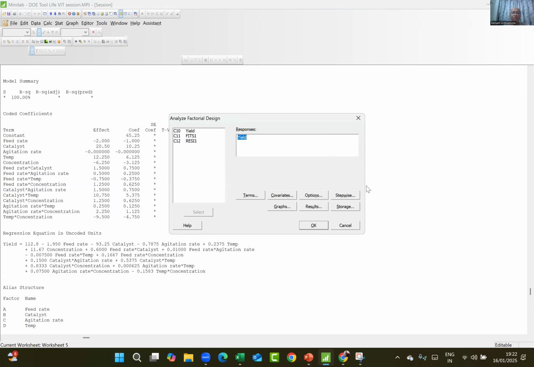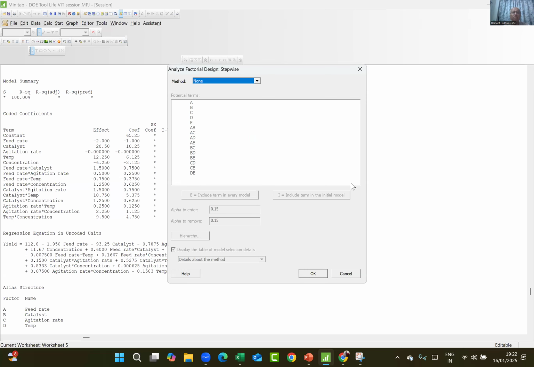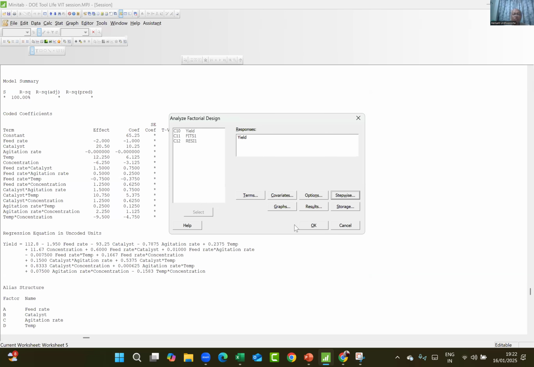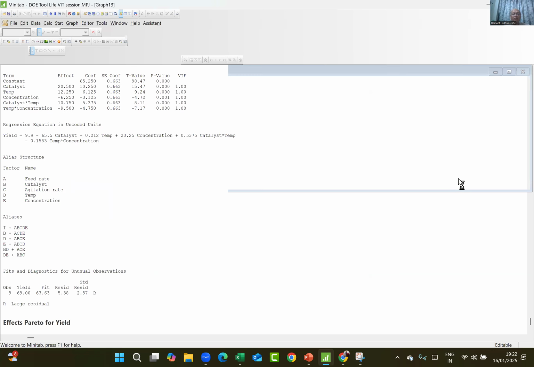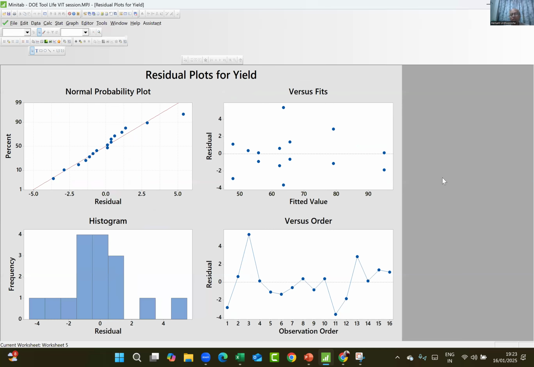But at this stage, let us reduce the design, and for that, I will go stepwise, and I'll say backward. I'll keep the alpha risk as 0.10, that is 90% confidence level, and I'll say okay. Now it will reduce the model, simplify the model. I will show you the Pareto chart now.